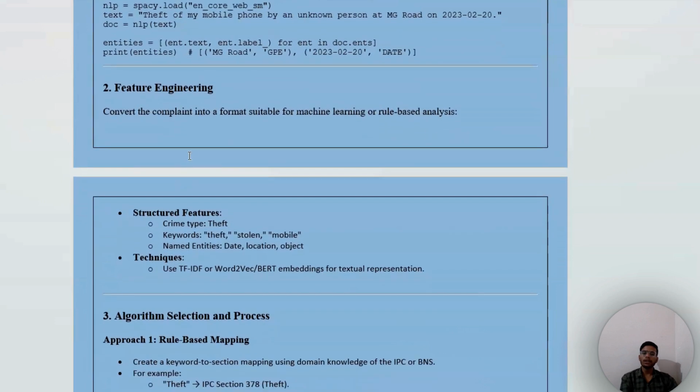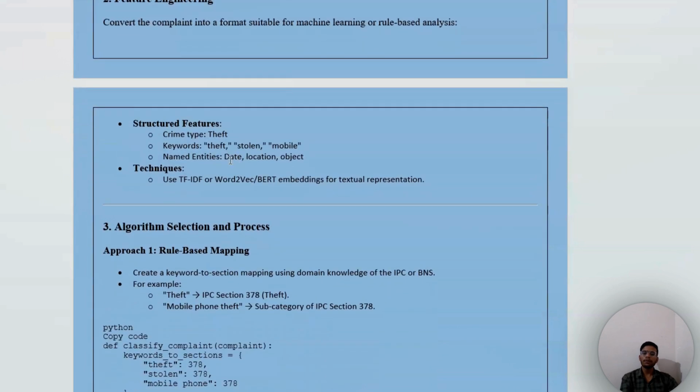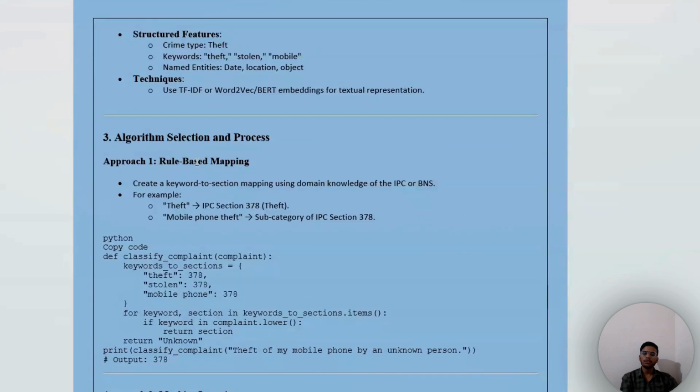Now we have feature engineering. In feature engineering, convert the complaint into a format suitable for machine learning or rule-based analysis. Now we have a structured feature. In a structured feature: crime type, theft; keyword, theft, stolen mobile; named entities, date, location, object. Techniques: use TF-IDF or word embedding for textual representation.